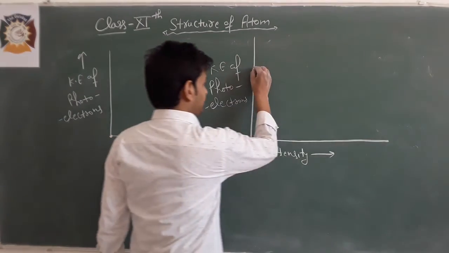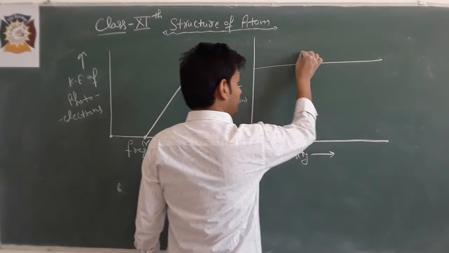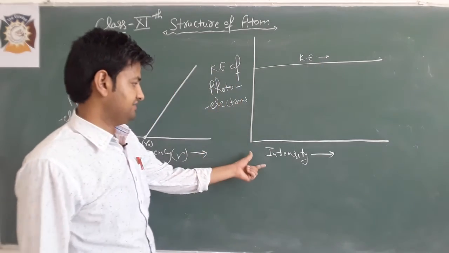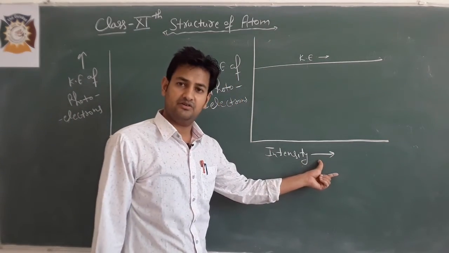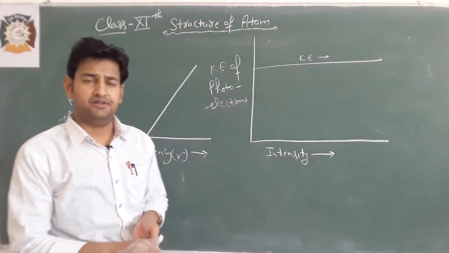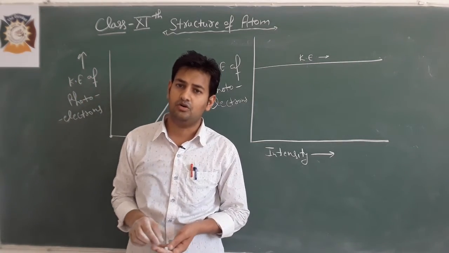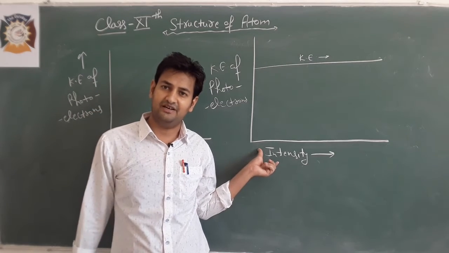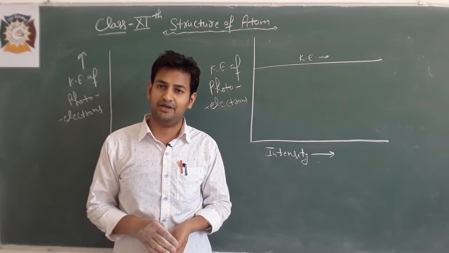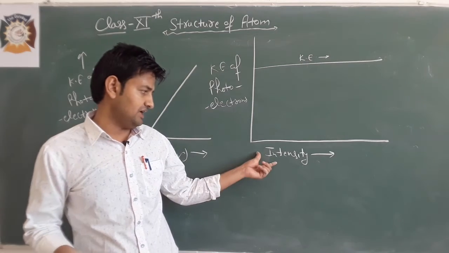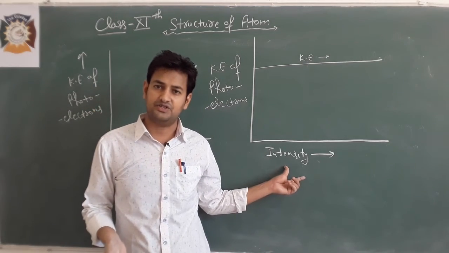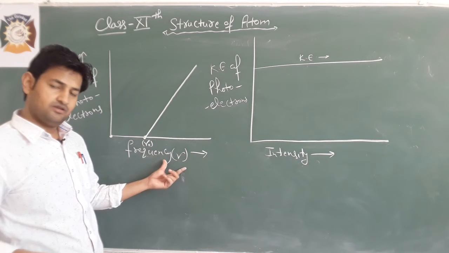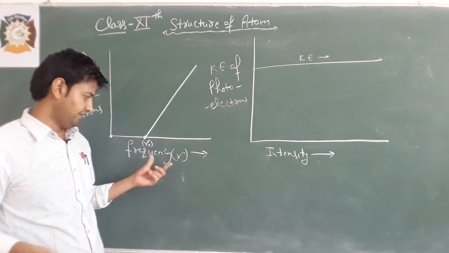But the kinetic energy of photoelectrons does not depend upon intensity. So kinetic energy will remain the same with the increase in intensity. Then what is the effect of intensity on the photoelectrons? The number of photoelectrons ejected can increase with the increase in intensity, but kinetic energy increases with the increase in frequency.